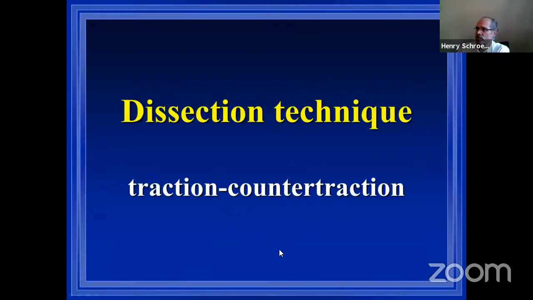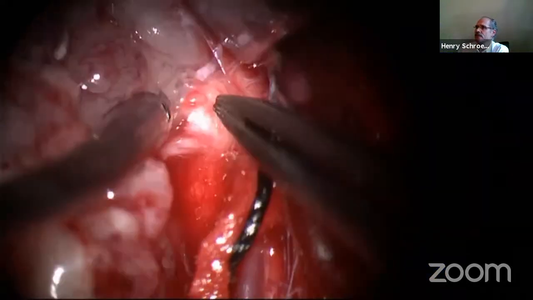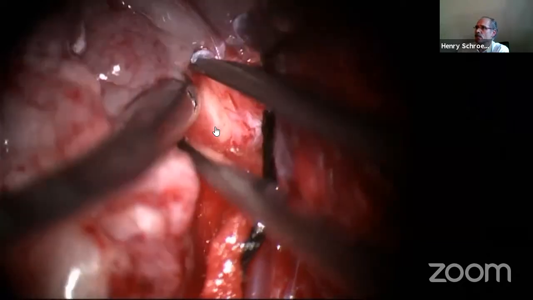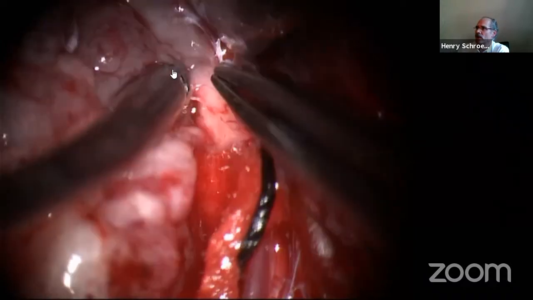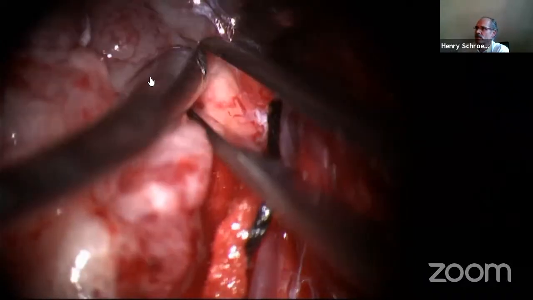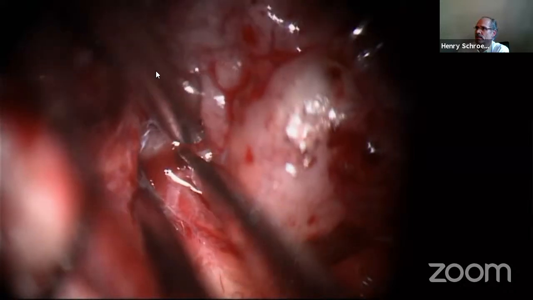And then traction counter traction is used. So we pull the tumor with one forceps and then we dissect the normal tissue away. You see here, this is a bipolar. This is the floor of the fourth ventricle. This is the ependymoma. I have the suction in my left hand, and I try to find the plane. It is very adherent, but usually you can find a plane and dissect.